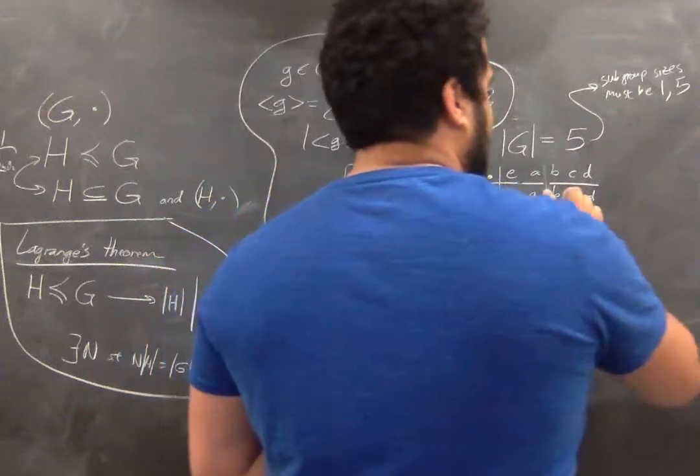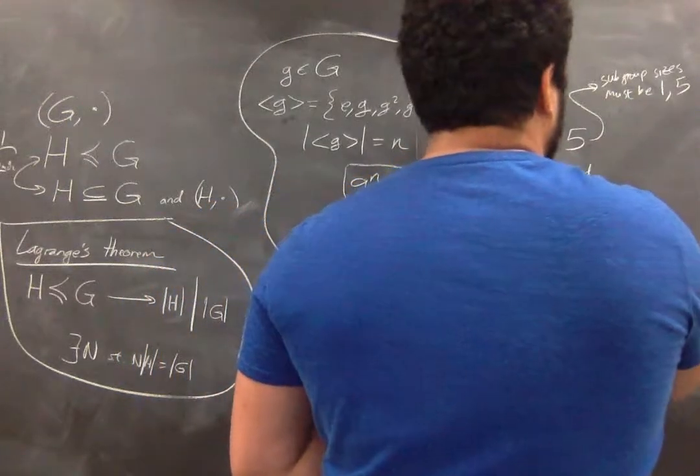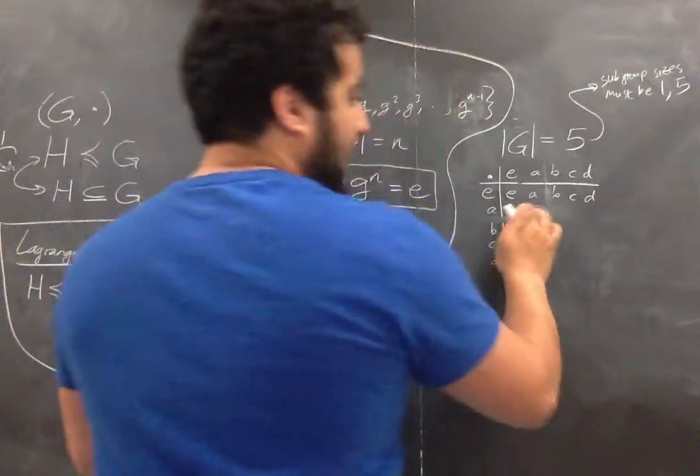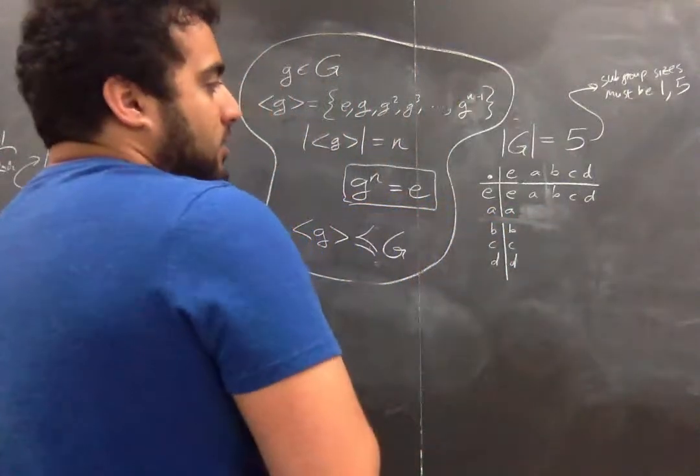So we've already kind of started to get a little bit of mileage out of our theorem there. So this can't be E, can't be A. So it's either B, C, or D.